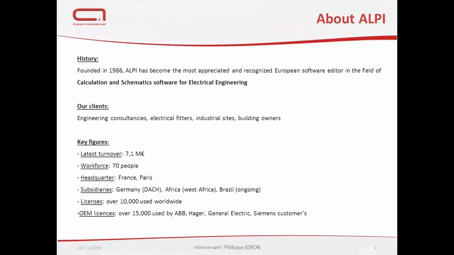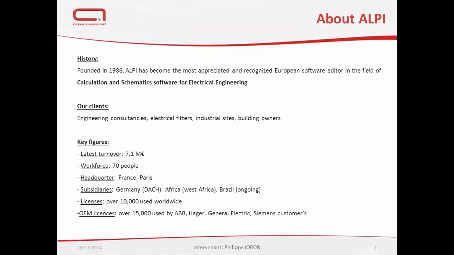Some history. First of all, ALPI is a company founded in 1986, and right now we can say that we are a leading company in calculation and schematics software in Europe and Africa. Most of our clients are engineering consultancies, contractors, industrial sites, and building owners.